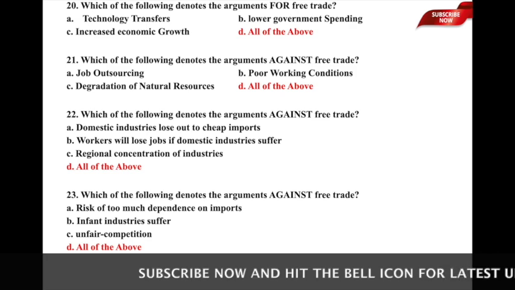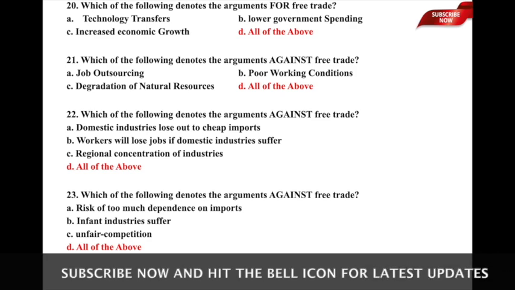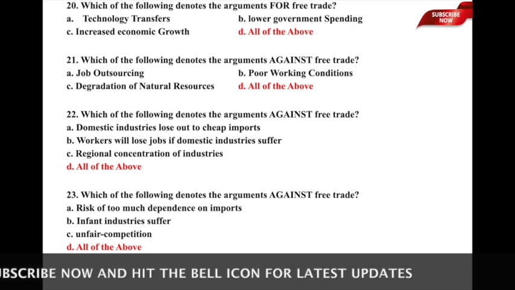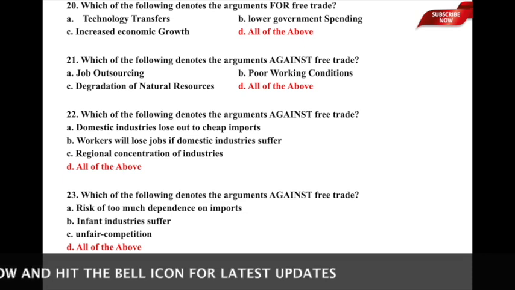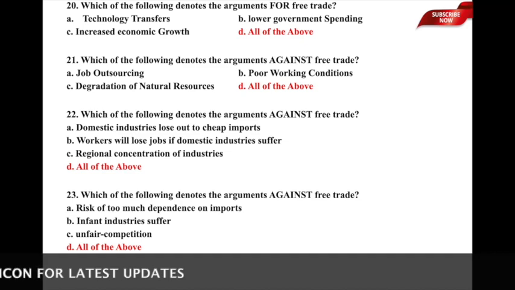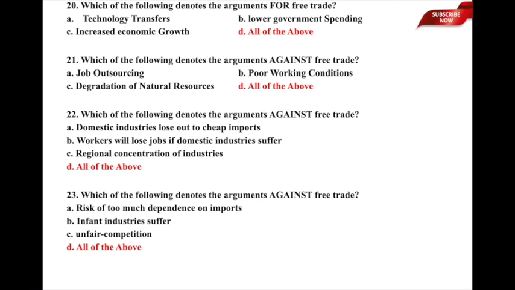Let us look at what they are. The question is, which of the following denotes the arguments against free trade? And the underlying options are A, risk of too much dependence on imports. That means if the country is engaged in free trade, then it will depend more on imports to meet its day-to-day requirements. That is the risk which is associated with it.